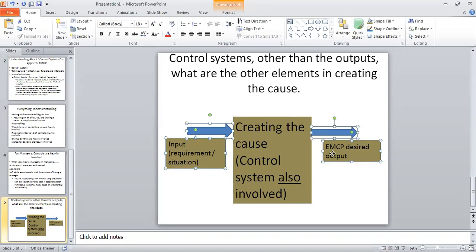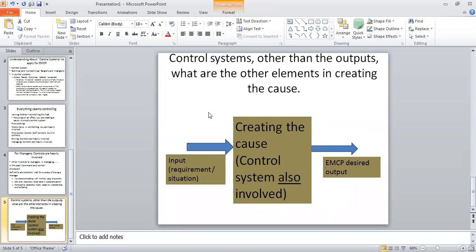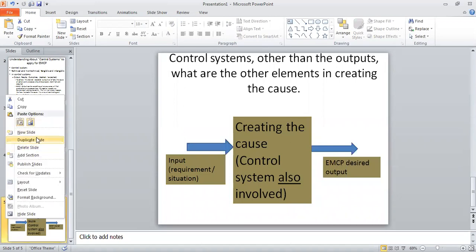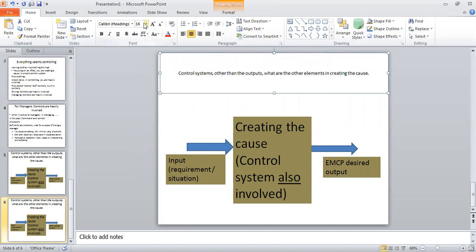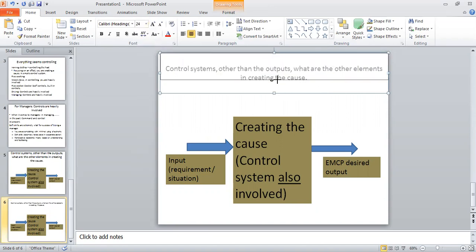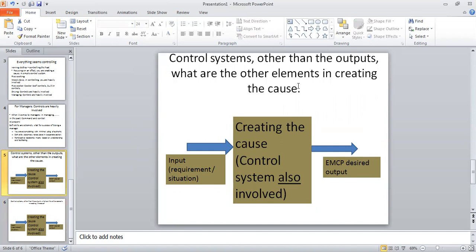What is the question? So we have to have the question mark.